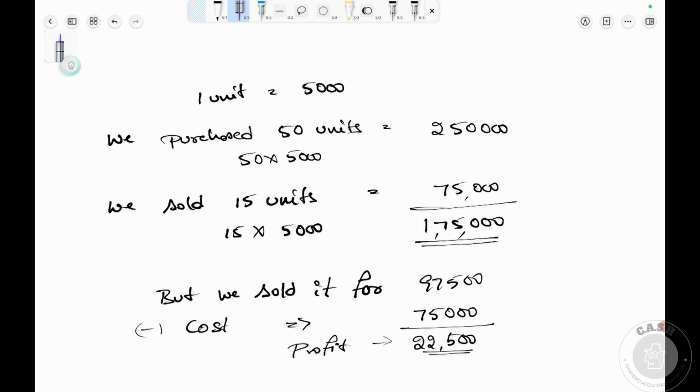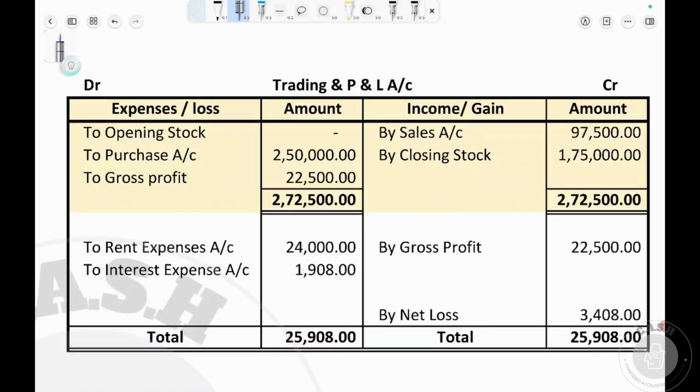We have stock worth 1,75,000 as on balance sheet date. But we sold these 15 units for a total of 97,500. Since the cost of goods sold was 75,000, the difference is our profit. The same is recorded here.